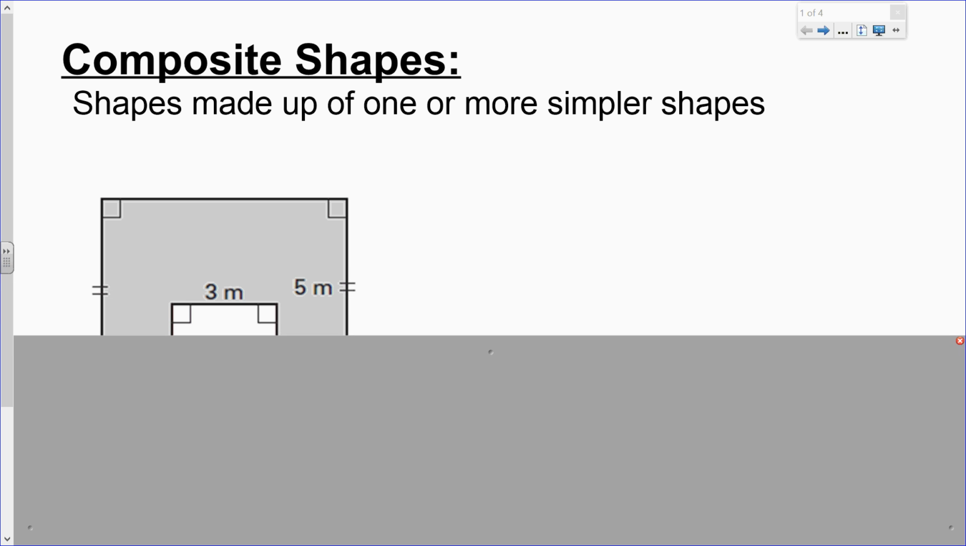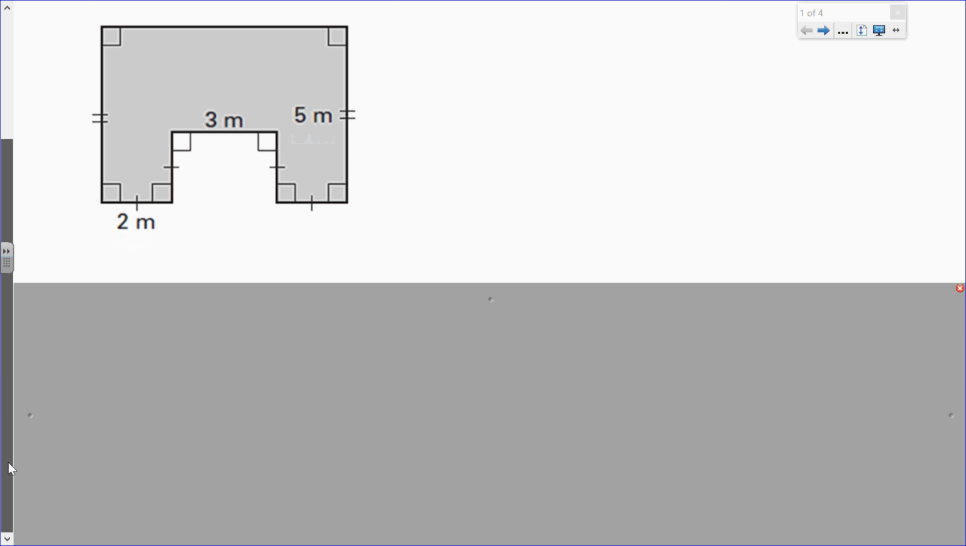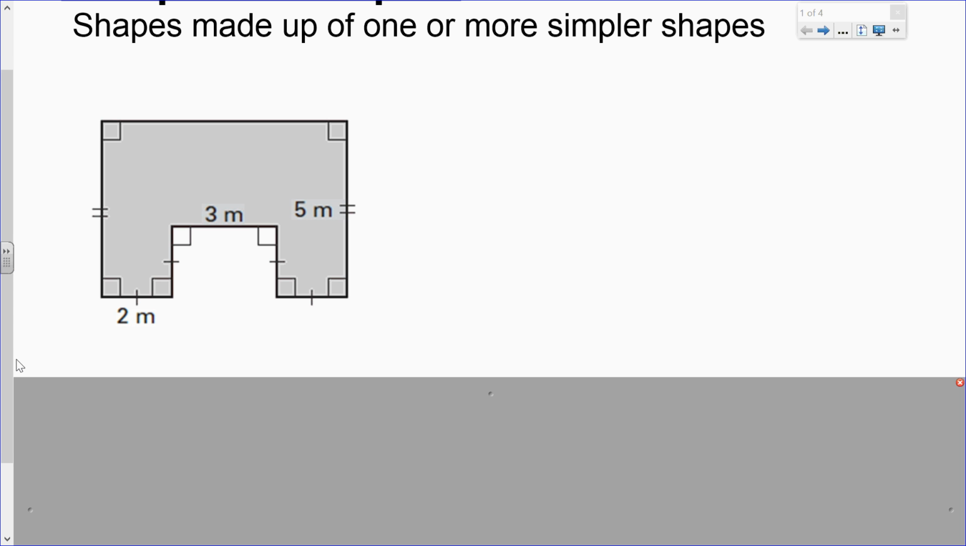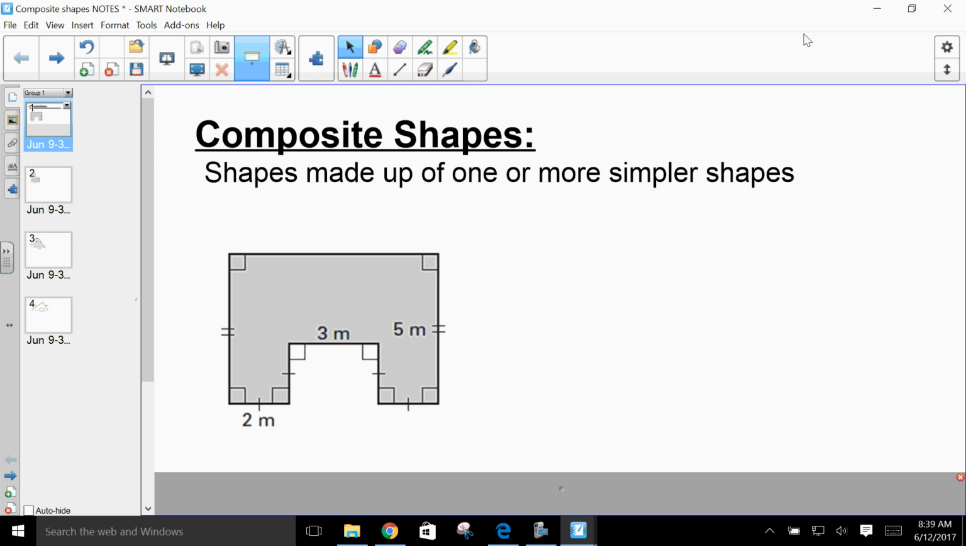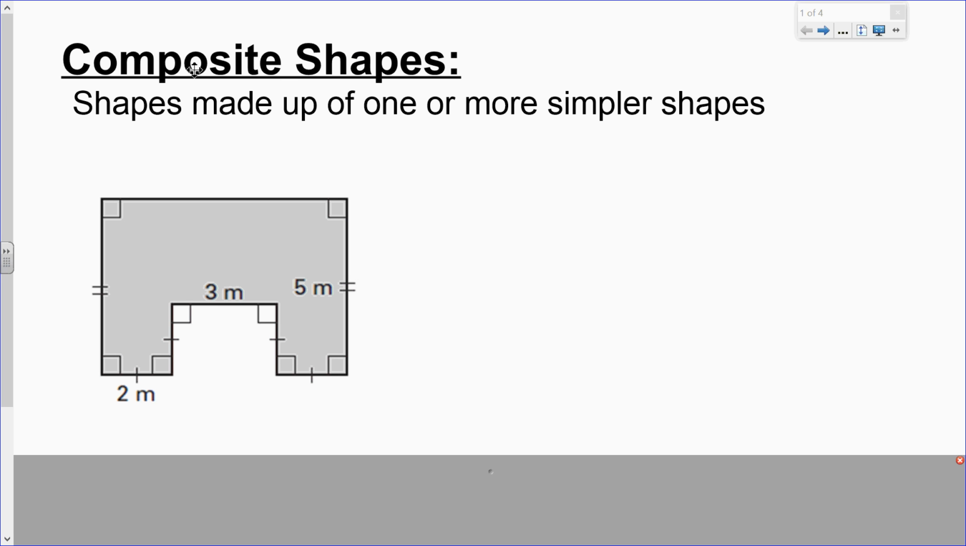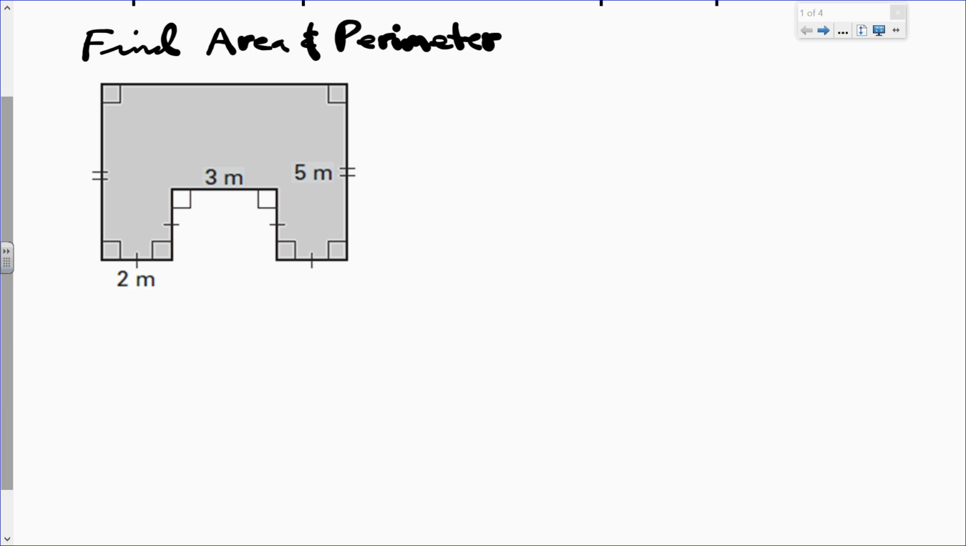All right. Example 1. So on example 1 that you see there, let's go ahead and find the area and perimeter here. So you have the graphic there on your note guide. I'm going to put find area and perimeter. Here we go. Let's do area first.